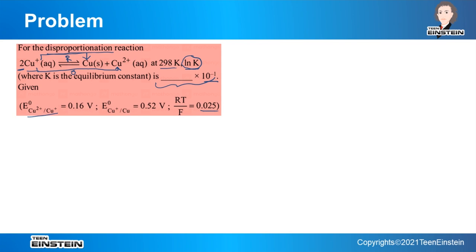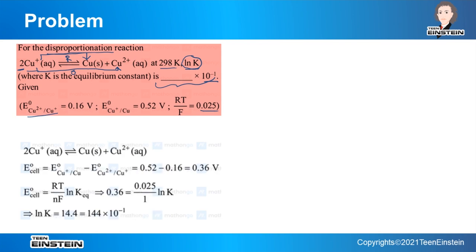We already know the relationship between E naught and ln K, which we have seen in the last slide. But before that, we will find the value of E naught cell, because if you know E naught cell, then only you can use this equation. For this reaction, the E naught cell will be E naught of Cu plus to Cu minus E naught of Cu2 plus to Cu plus. And why is it so? It is very easy to understand.